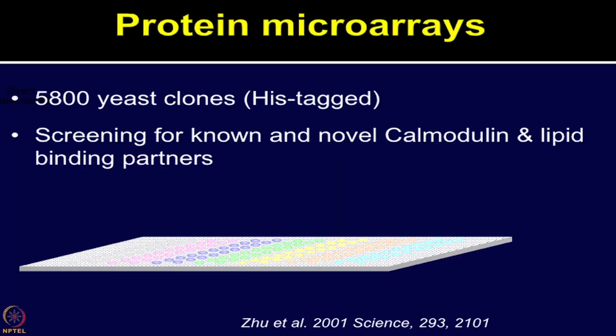The success of Gavin Macbeth's study motivated other scientists to start doing protein microarray based research. Dr. Mike Snyder's lab, which is also a pioneer in the protein microarray field, showed that the whole yeast proteome could be printed on the chip by purifying 5800 yeast clones, which were histidine tagged. They also showed that novel calmodulin and lipid binding proteins could be identified using these whole yeast proteome arrays. This was a full scale yeast protein array shown in 2001.